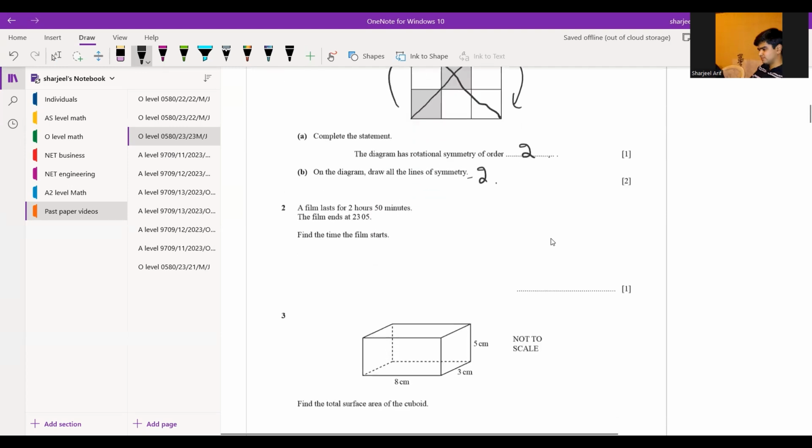For question number 2, we have a film that lasts for 2 hours and 50 minutes. The film ends at 23:05. So we will deduct 2 hours 50 minutes from it. When you carry an hour to the minutes, it will become 60. This will become 65. So 5 minus 0 is 5. 6 minus 5 is 1. So we will have 2 here. So this will become 20:15. In PM time, this will become 8:15 PM. So this is our answer. This was the starting point of the film.